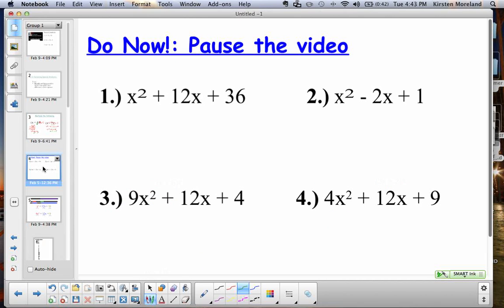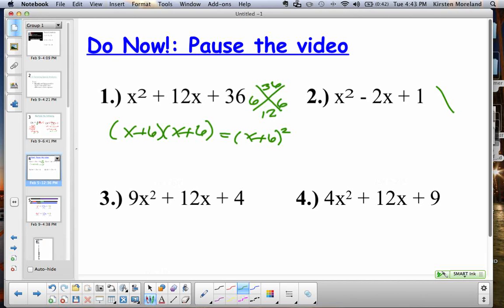So we're going to look at these and see if we can factor them. What I want you to do is pause the video and use your diamonds or x's to factor these. So you're going to multiply to 36, add to 12. It's going to be 6 and 6. So you get x plus 6 times x plus 6 for your factoring, which is equivalent to x plus 6 squared.